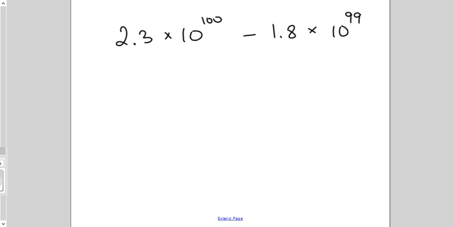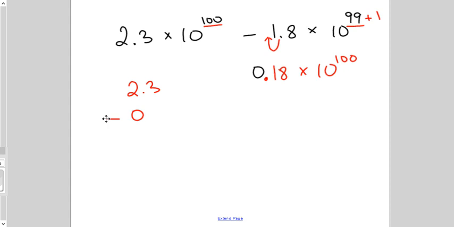So when we take a look at subtraction, and we're almost done here, I've got only one more problem after this one. When we take a look at subtraction, it's the exact same thing. This is 100, this is 99, so I need to add 1 to it, which means this comes back 1 spot. So it's 0.18 times 10 to the 100th power now. And I can put the 0 in front of that decimal. Let's subtract the front numbers. Line up the decimal. I'm going to put a 0 there as a placeholder.